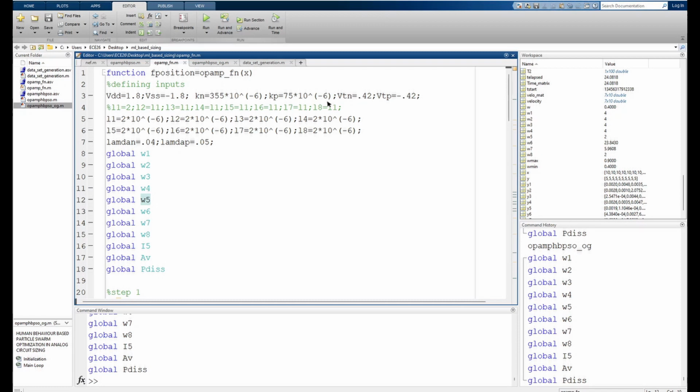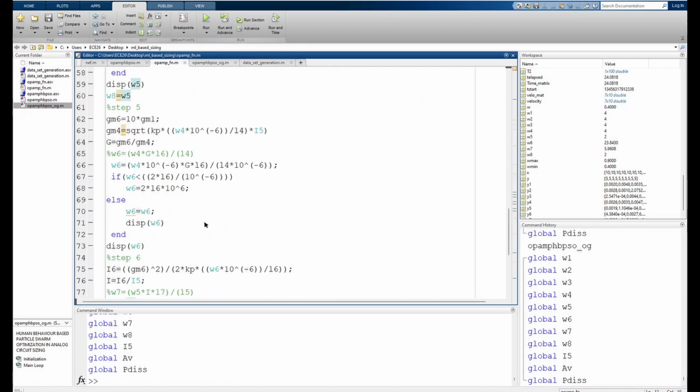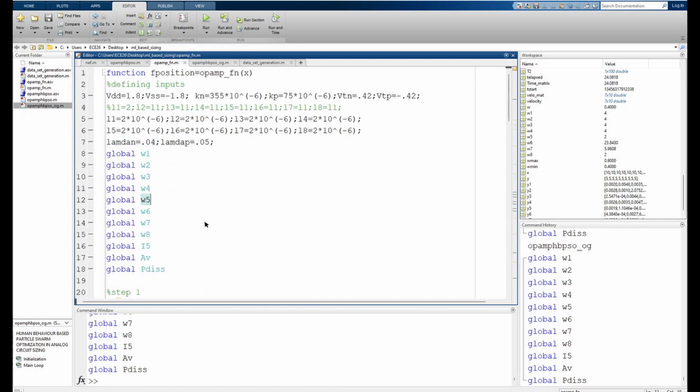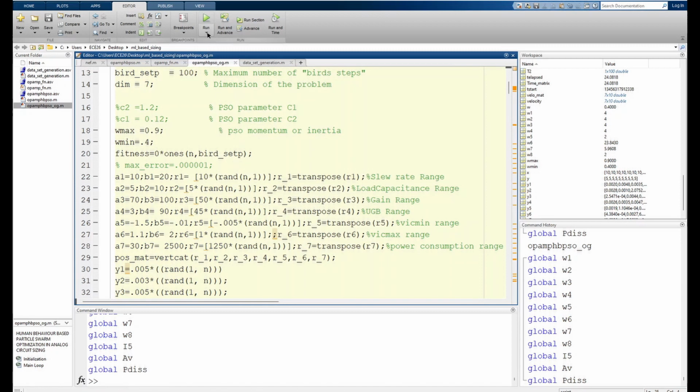These are the process parameters, and in this optimization we have kept the length of the transistor fixed at 2 micrometer. So all the transistor lengths are written here as 2 micrometer. These are the threshold voltages and other process parameters you can see, and these equations are taken from the Allen Holberg book. You can go through it and take the reference from there. So let's run the algorithm and see the values it gives.